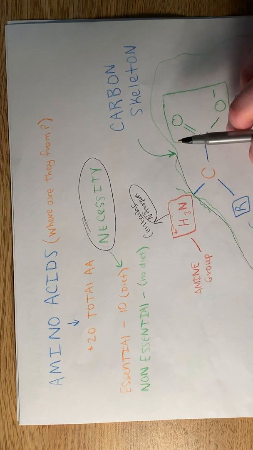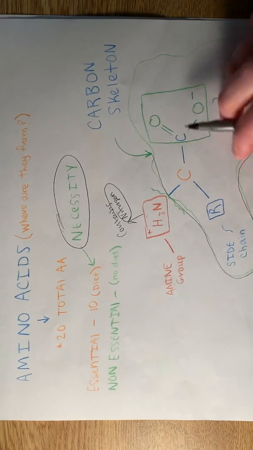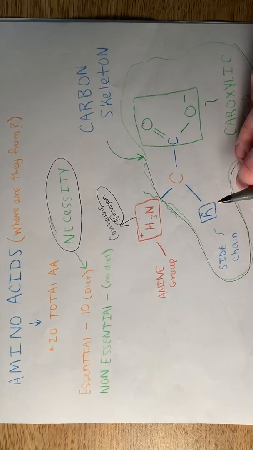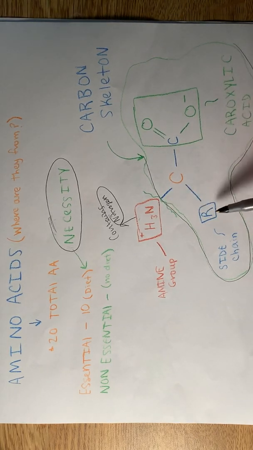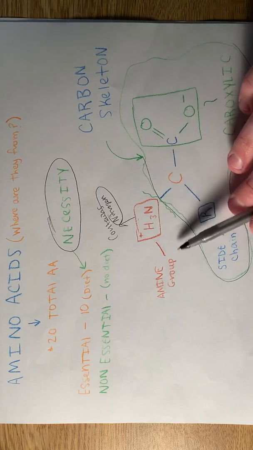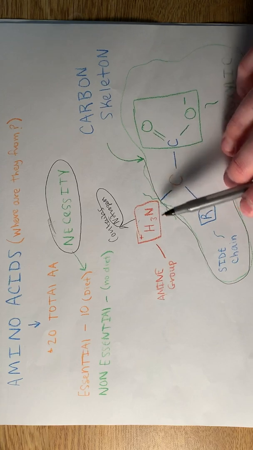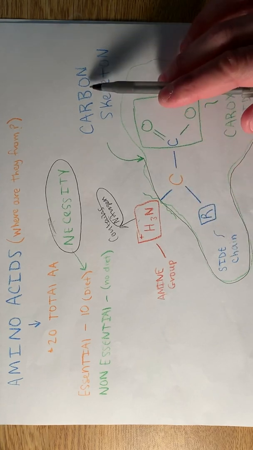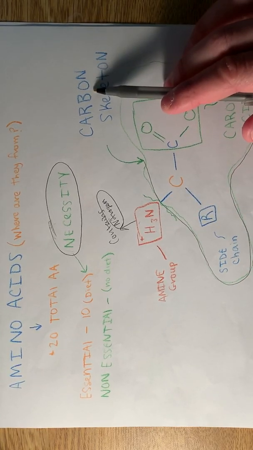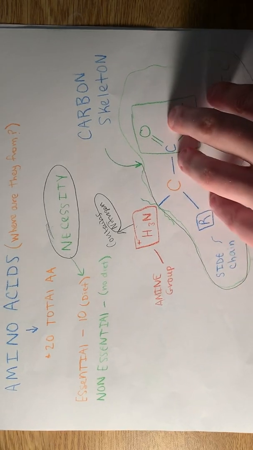Each amino acid has a certain structure. Each structure has an amine group and a side chain R group. Once the amine group breaks off through transamination, which I will explain in a second, what's left is the carbon skeleton, which is then what our body usually absorbs.